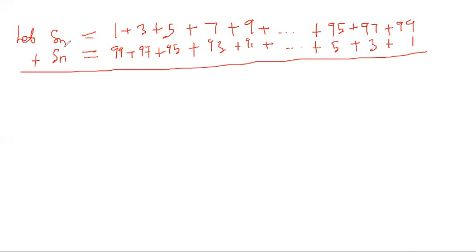And then here we add. So Sn plus Sn gives us 2Sn. 1 plus 99 is 100. 3 plus 97 is 100. So all these ones are going to be 100.